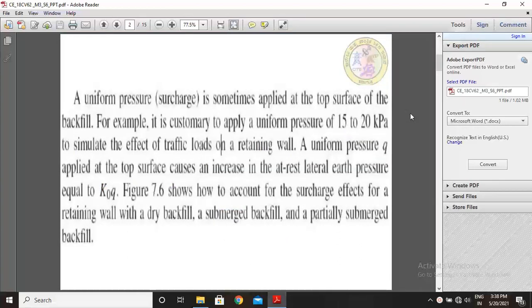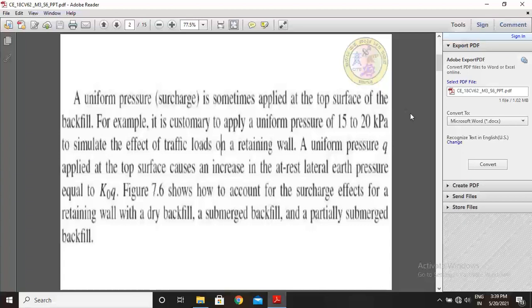Next, continuing from the last sessions, I want to continue based on the uniform surcharge pressure, how the pressure distribution diagram is plotted. A uniform pressure that is called surcharge is sometimes applied at the top surface of the backfill. For example, it is customary to apply a uniform pressure of 15 to 20 kPa to simulate the effect of traffic loads on a retaining wall.